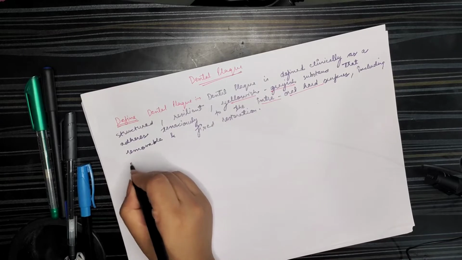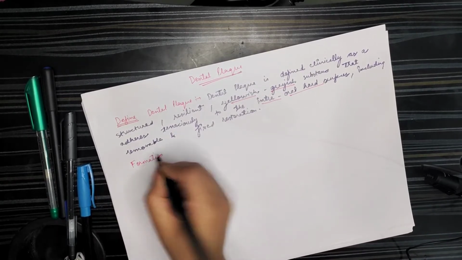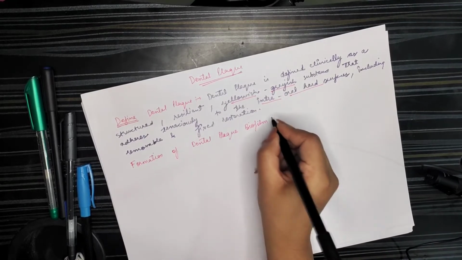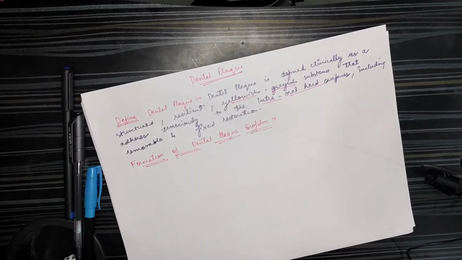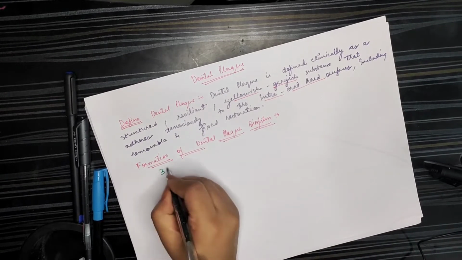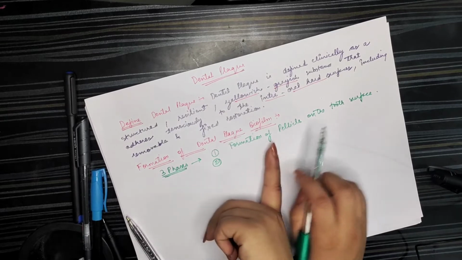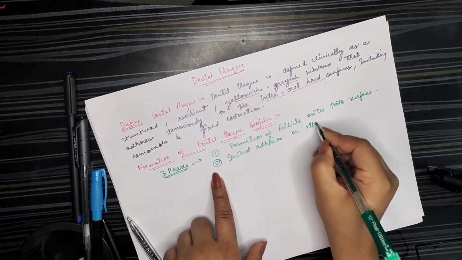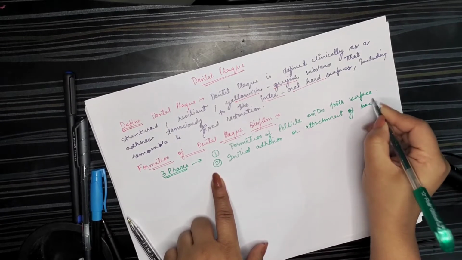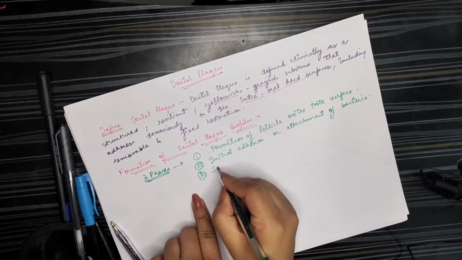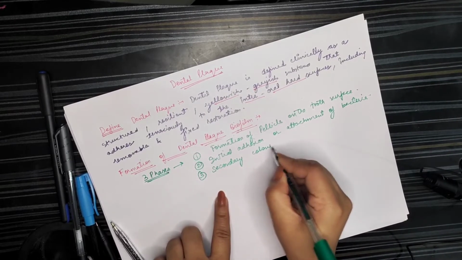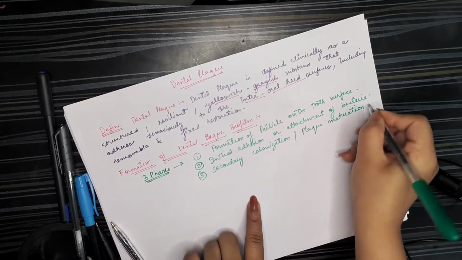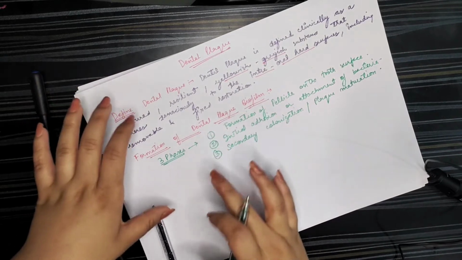Now we need to know the formation of dental plaque, biofilm. The formation of dental plaque includes three phases. Phase 1 is formation of pellicle on the tooth surface. Phase 2, initial adhesion or attachment of bacteria, and phase 3 is secondary colonization or plaque maturation. Now we discuss each and every phase one by one in detail.